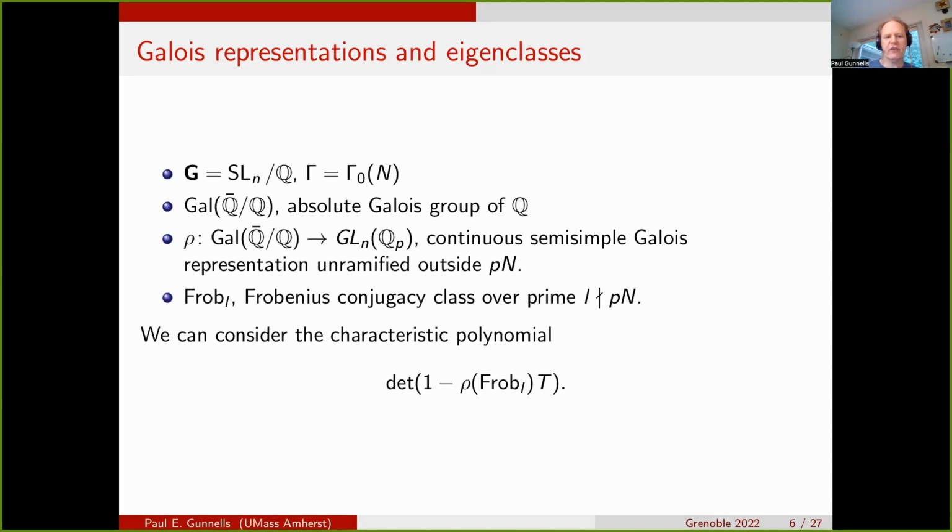Okay, so here's some arithmetic geometric data. We get this, for example, from the classic case you've probably seen, where you take an elliptic curve. You can take the étale cohomology of the elliptic curve, it has an action of the Frobenius, and you get a Galois representation.